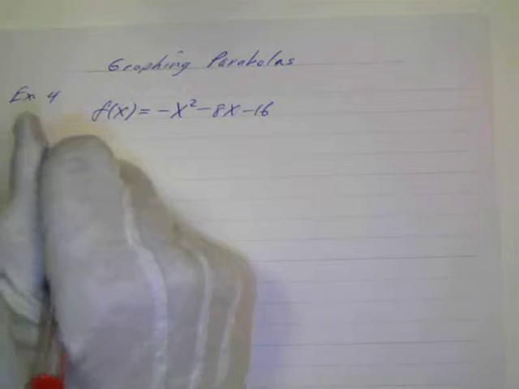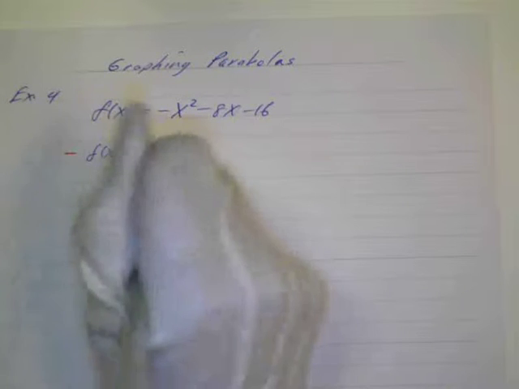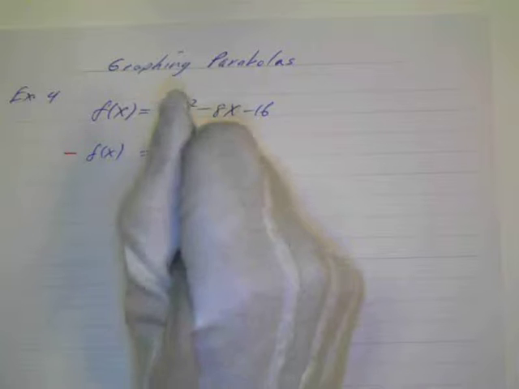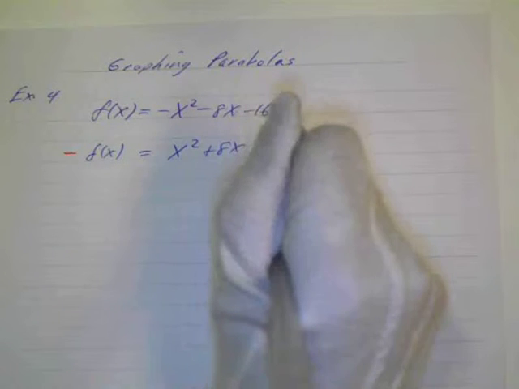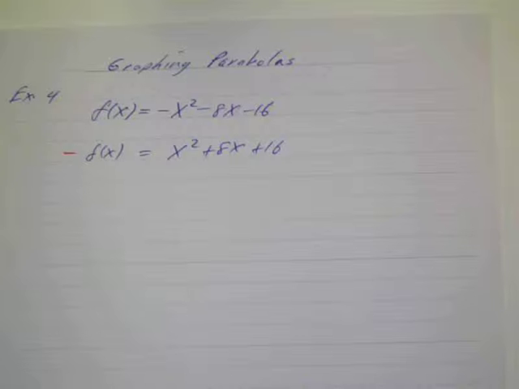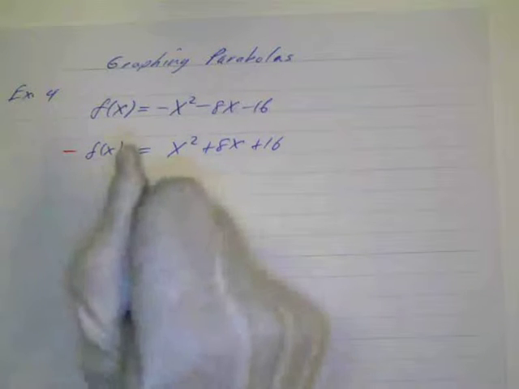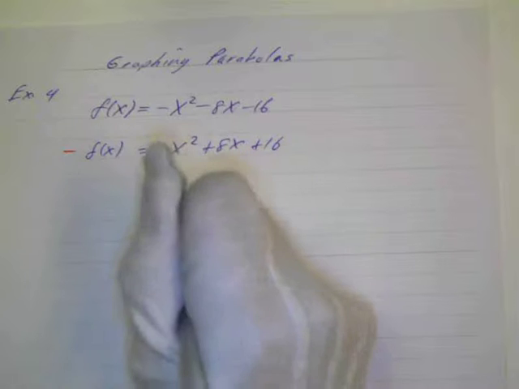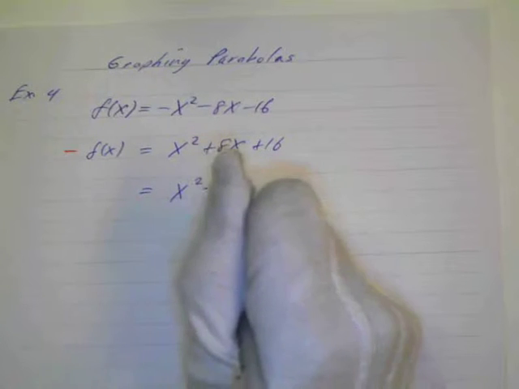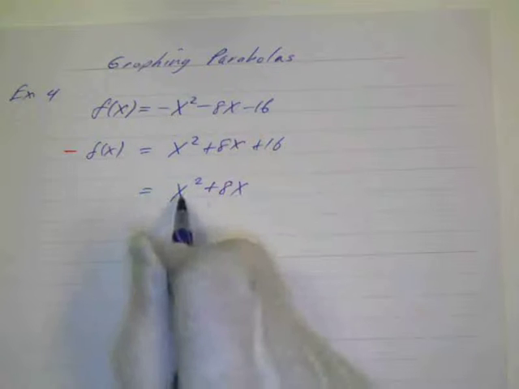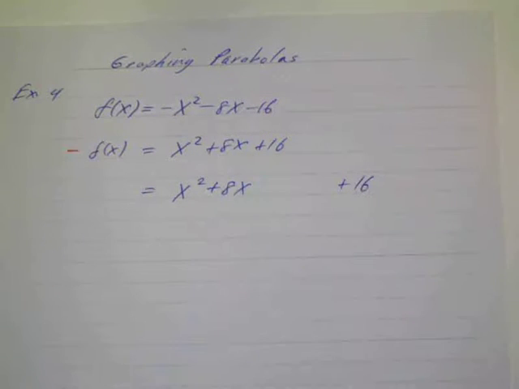So I'll multiply everything by minus 1, so this would be negative f of x, and a negative times a negative is positive, so that's going to make x squared, positive 8x, and positive 16. So we multiply everything by negative 1. And now we have a nice form. And then we separate this out so we can complete the square to find the x value of our vertex. So I'll put the x squared plus 8x over here, and I'll move the 16 over here.